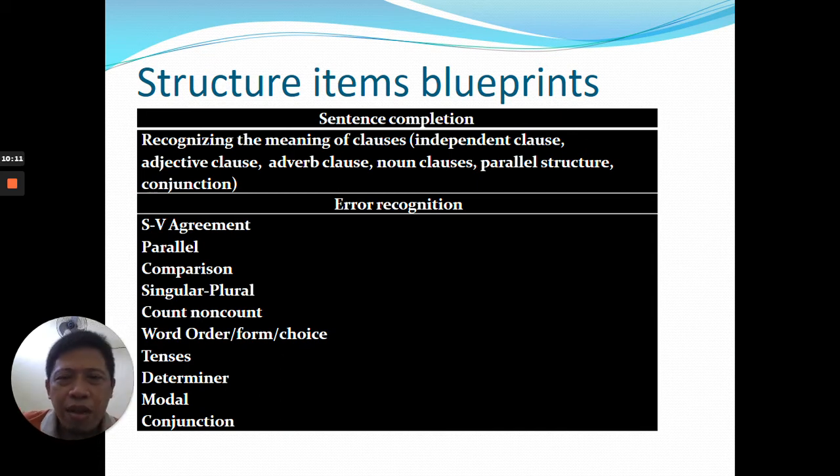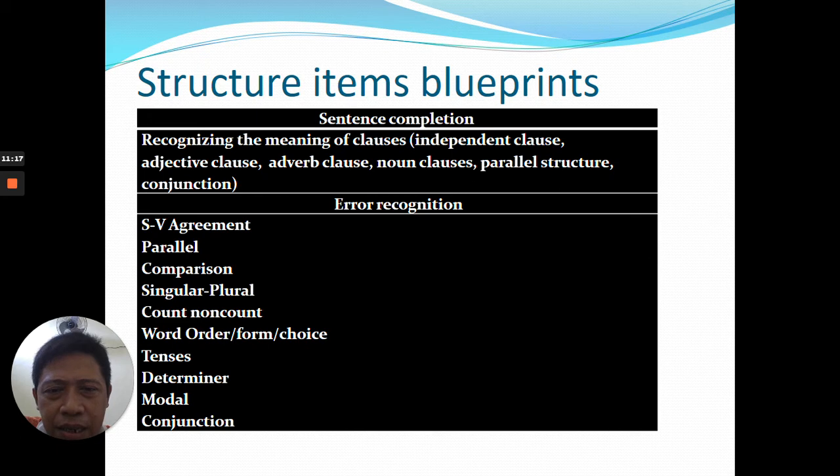Sentence completion. Most of the sentences put in sentence completion are actually complex sentences. You need to be able to distinguish aspects or components of complex sentences. You need to be able to identify which part is the independent clause, which part is the dependent clause. The dependent clauses include adjective clause, adverb clause, and noun clauses. You are also required to see whether the sentence to be completed asks you to complete it with its parallel structure.